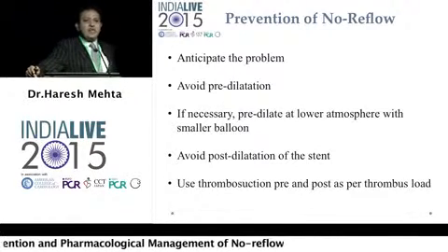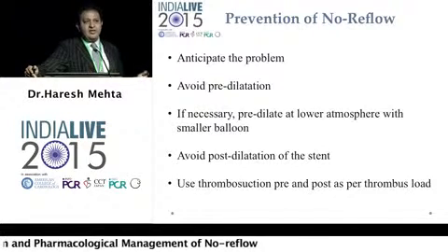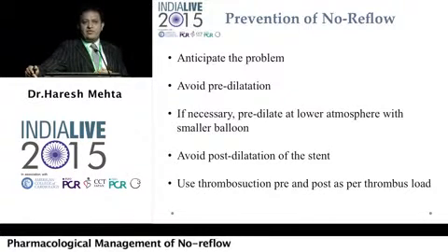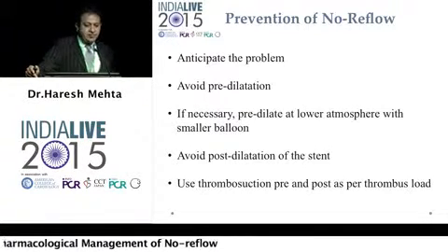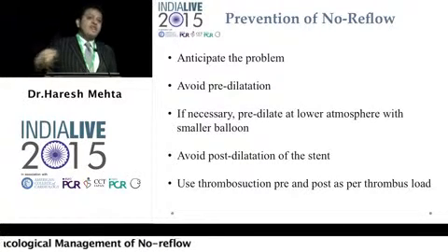Because many a times you might get slow flow or no flow after putting a stent, and all you do is take a run of a thrombus catheter down, and you might have this flow completely restored. And in fact, these catheters also can be used in a different way.